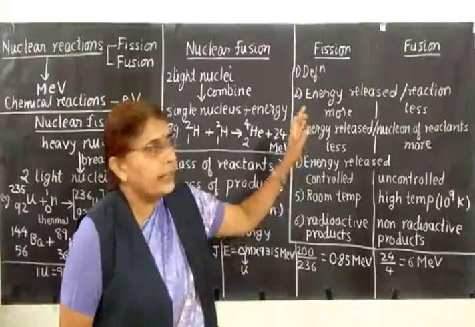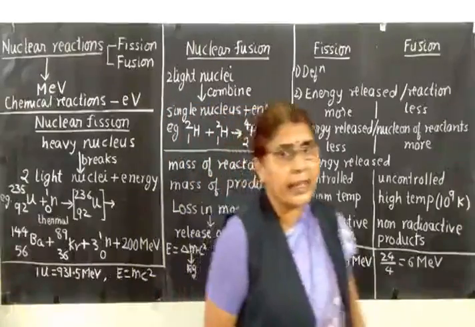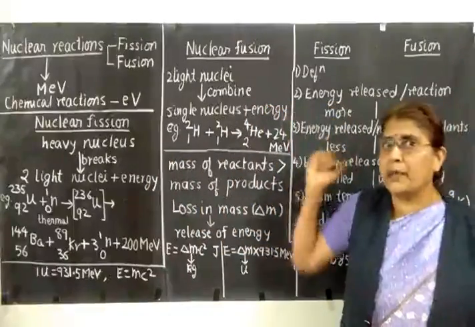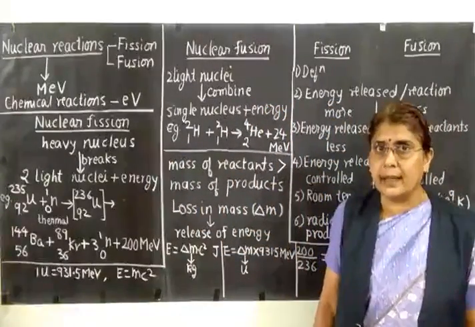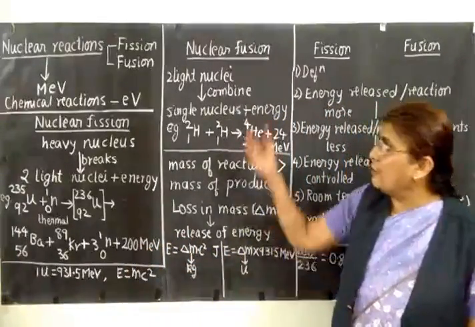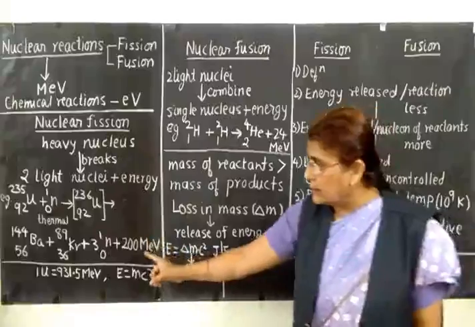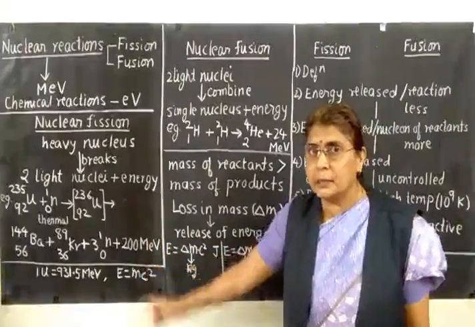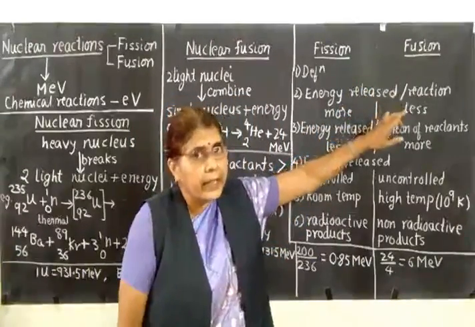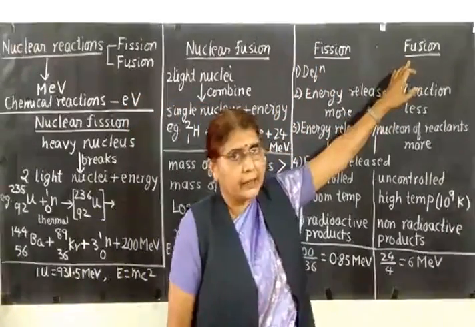Now next we shall compare the energy released in both the reactions. In one fission reaction, how much energy is released, and in one fusion reaction, how much energy is released, and which energy is larger? So in one fission reaction you have found here 200 MeV of energy is released, and in one fusion reaction only 24 MeV of energy is released. So which energy is more? The energy released in the fission reaction is more. So what will you write regarding the second point? Energy released per reaction is more in fission reaction and it is less in the fusion reaction.